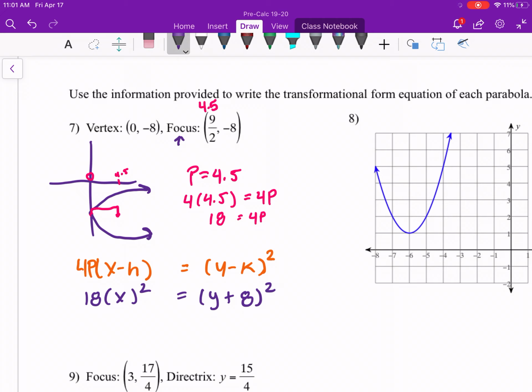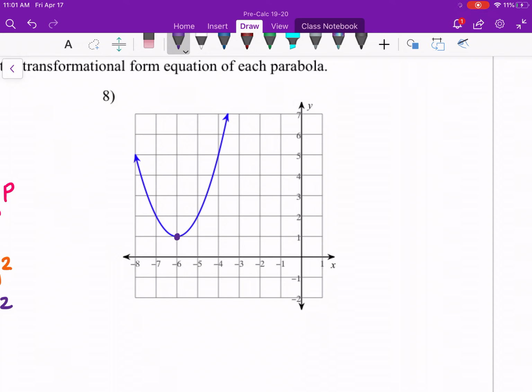All right, number 8. Number 8, we're given the parabola, but we're not given anything else. We're not given a focus. We're not given a directrix. We're not given, well, I mean, we can see the axis of symmetry. So we're able to find that vertex. You could probably find it pretty easily. But we don't know what P is. We have no barometer for that.